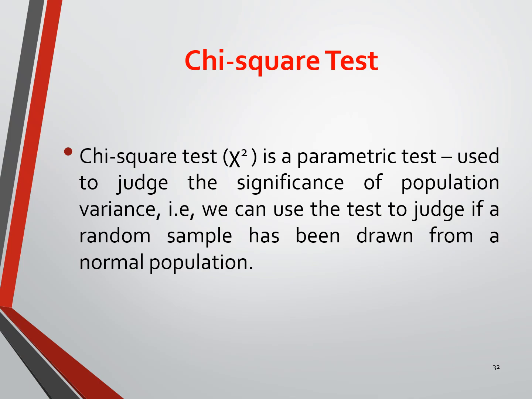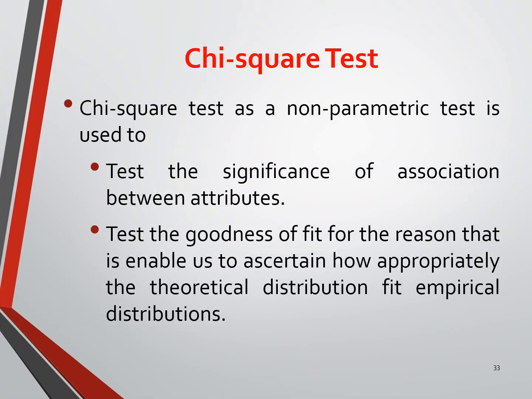So it is a parametric test to judge the significance of population variance, whether the sample is drawn from a normal population or not. We use it in this way. Second, chi-square is also used as a non-parametric test to know the significance of association between two attributes. I already mentioned how the two attributes are coming.